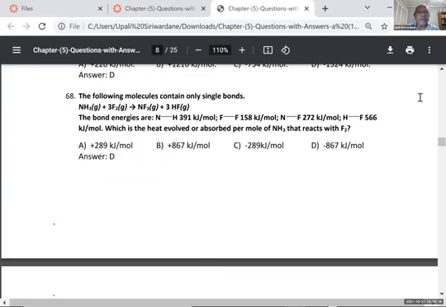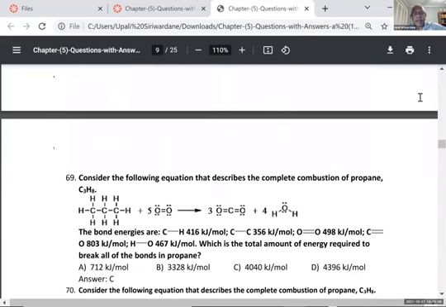Ammonia has 3 NH bonds. Fluorine has 3 FF bonds. That's the reactants. Then you add them up. And nitrogen trifluoride has 3 nitrogen-fluorine bonds, 3 times that. HF has 3 HF bonds. So you can add them all up. Bonds formed is negative. Bonds broken is positive. So subtracted, you can calculate the heat released during this reaction from bond energy.